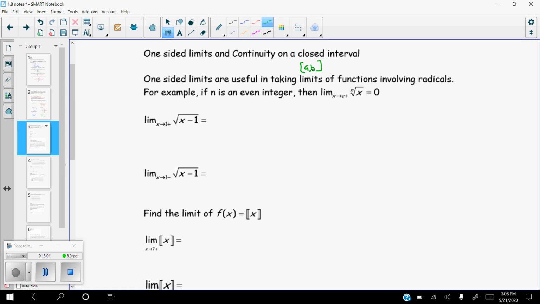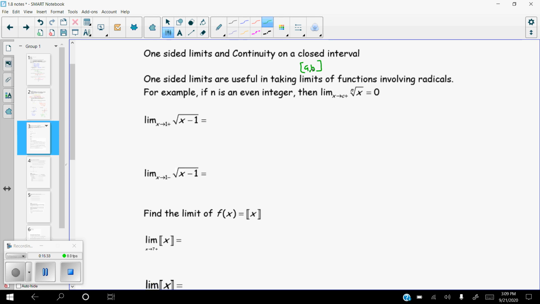One-sided limits are useful in taking limits of functions involving radicals. For example, if n is an even integer, then you're going to be taking the limit of the nth root, or an even root, of x. And we know that those have domain restrictions on them. So the limit as x approaches c from the positive side of that is going to go to 0 in this case. So let's go ahead and take a look at what that means.